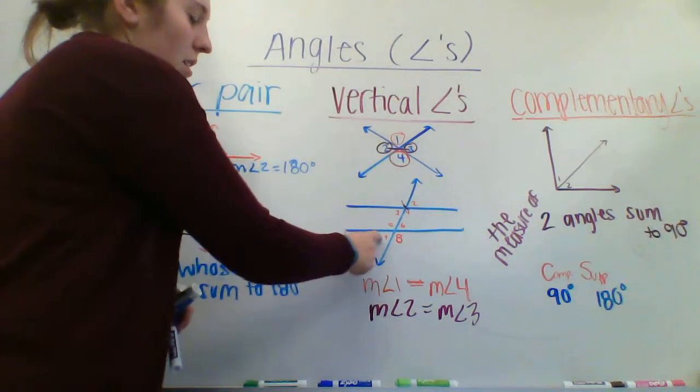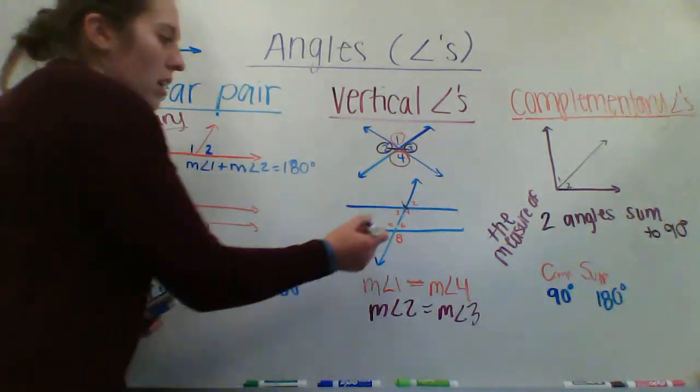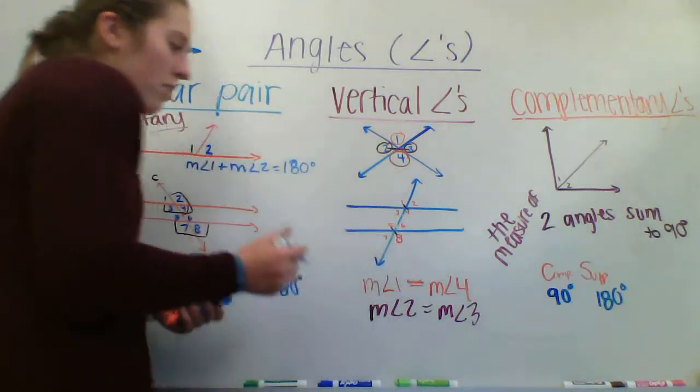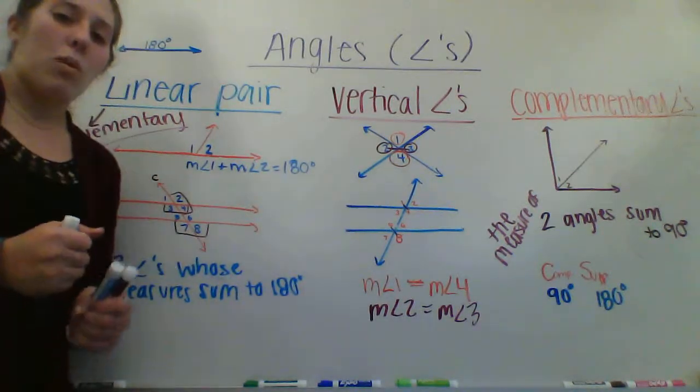And the measure of angle 7 is going to be equal to the measure of angle 6, and so on and so on. So wherever the opposite angle is, that is where you have a vertical angle. And vertical angles are always equal.